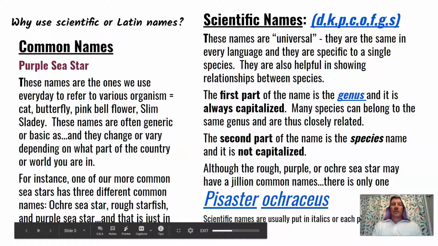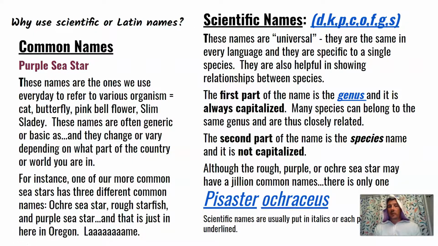The second part of the name is the species name, and it's not capitalized. So the example here would be the purple sea star, Pisaster ocraceus, and its genus name is Pisaster. There are other Pisasters in the world, and other ones in our area as well. Then ocraceus tells us specifically which one of those it is.